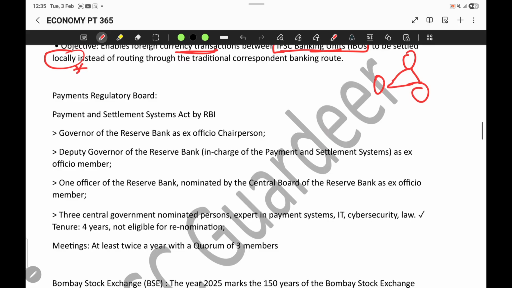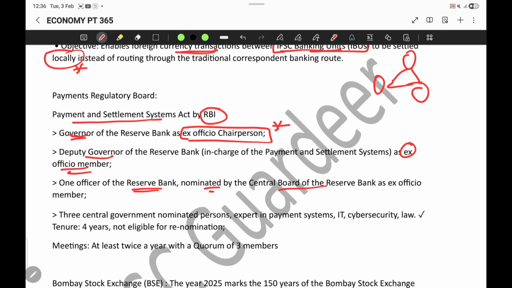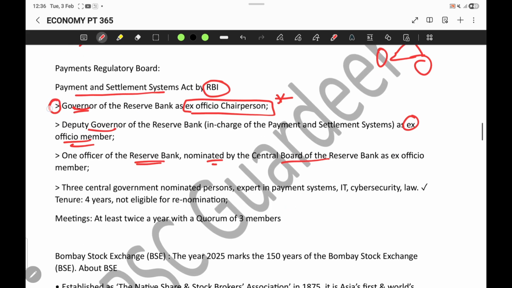Next comes the Payments Regulatory Board. Under which act? Payment and Settlement Systems Act, by RBI. The governor of RBI is the ex officio chairperson. Important point, note this down. Payments Regulatory Board is headed by the governor of RBI. The UPSC may change it to deputy governor, don't get confused. The deputy governor of RBI is an ex officio member, and the governor is the chairperson. One RBI officer will be nominated by the central board. These things are not so important. Mainly this is what they may ask.